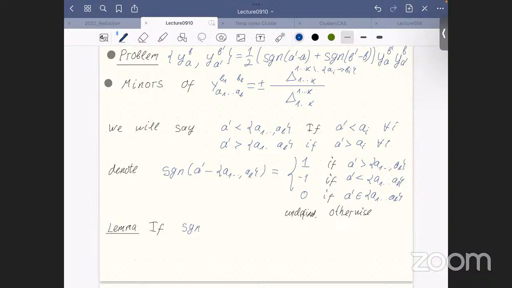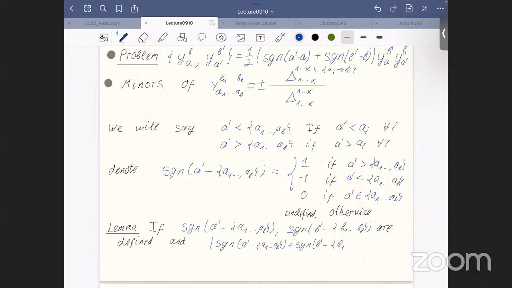If sine of a prime minus a1 al and sine of another b prime minus b1 bl are defined, and the sum of these two sines is less than 1.